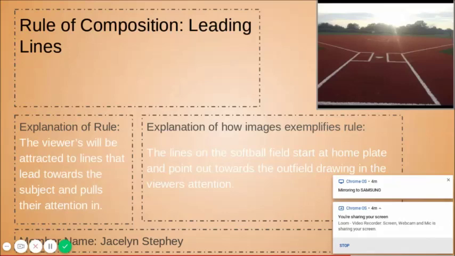The rule of composition is leading lines. The viewer will be attracted to lines that lead toward the subject and pull their attention in. The lines on the softball field start at home plate and point out towards the outfield, drawing in the viewer's attention.